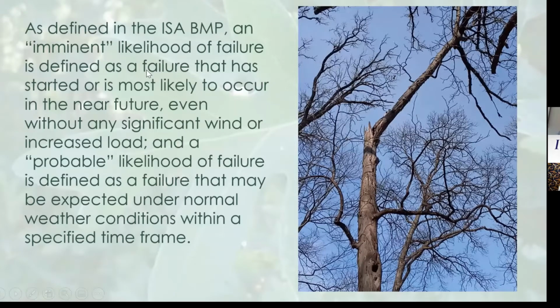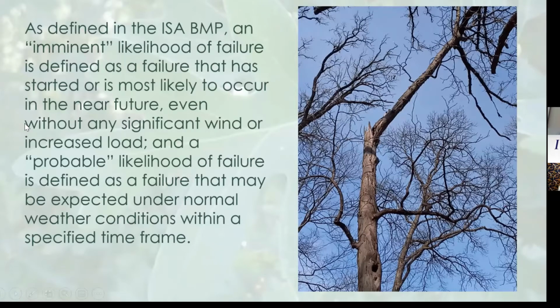So getting back to imminent and probable failure, as defined in the BMP, imminent means the failure has started or is most likely to occur in the near future. It's usually when it's already occurring. One of the ways other arborists and I help ourselves define imminent is, if we're afraid to walk underneath it, like on the right there, I would not walk under that broken top, we define it as imminent. Probable likelihood of failure means that it's probably going to fail in the next 1 to 2 years.